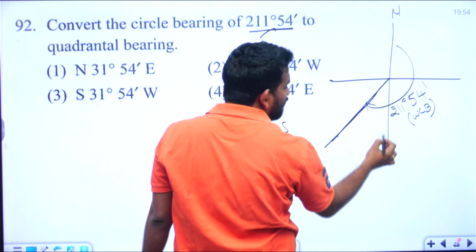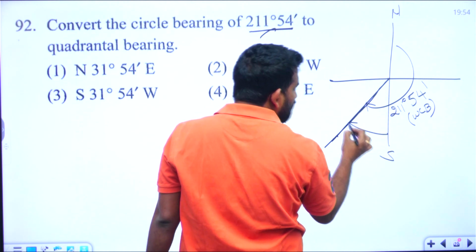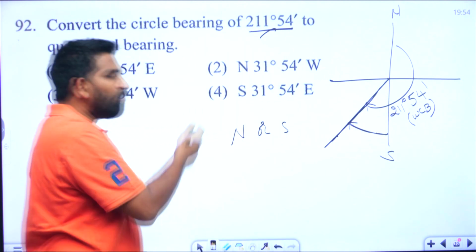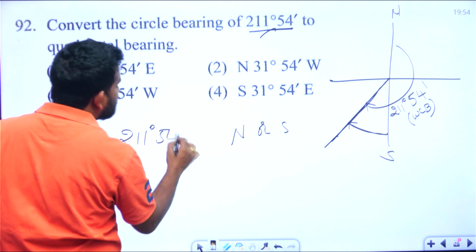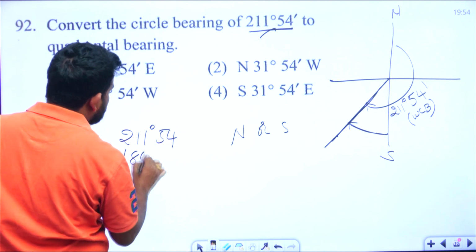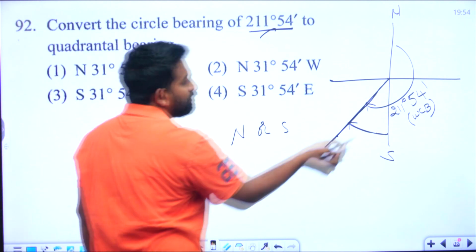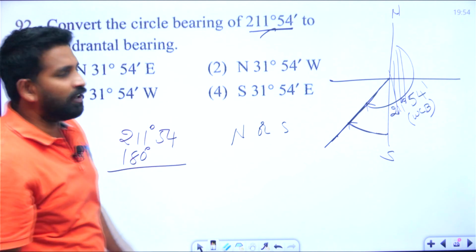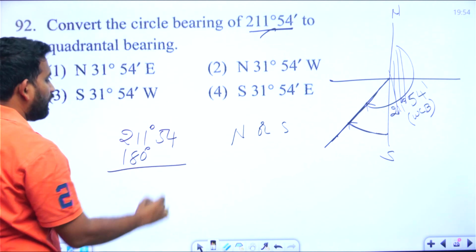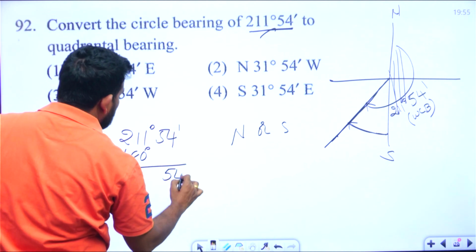So we can clearly state that this line is nearer to south, and we are supposed to find out this angle. Simply from that 211 degrees 54 minutes, if you subtract 180 degrees, you will easily get the answer. Just remove 180 degrees so that you will be able to get the required value. The 54 minutes stays as 54 minutes.